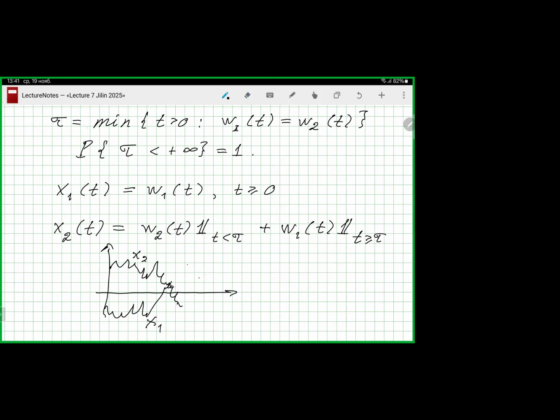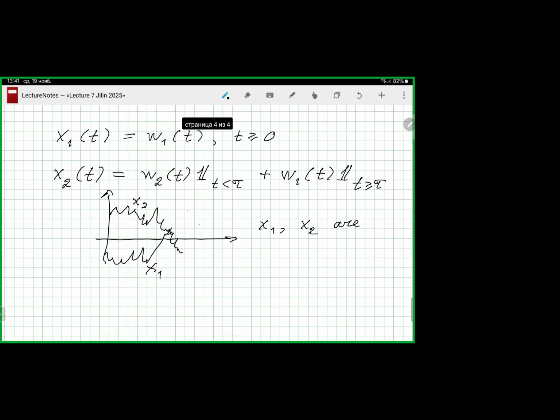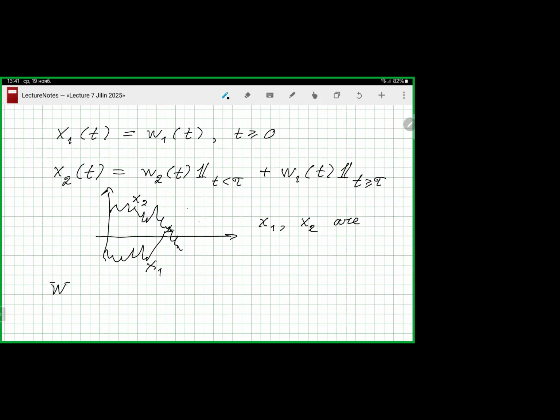What is interesting? It occurs that X1, X2 are again Wiener processes. So after such gluing, they remain to be Wiener. It is a consequence of the so-called strong Markov property of the Wiener processes.